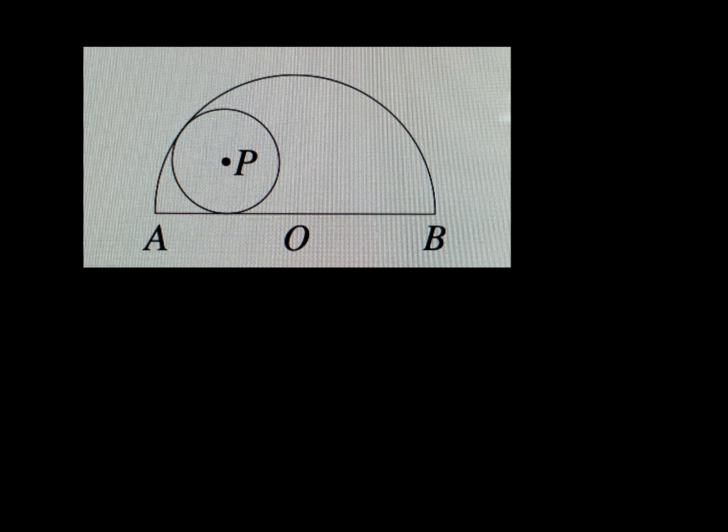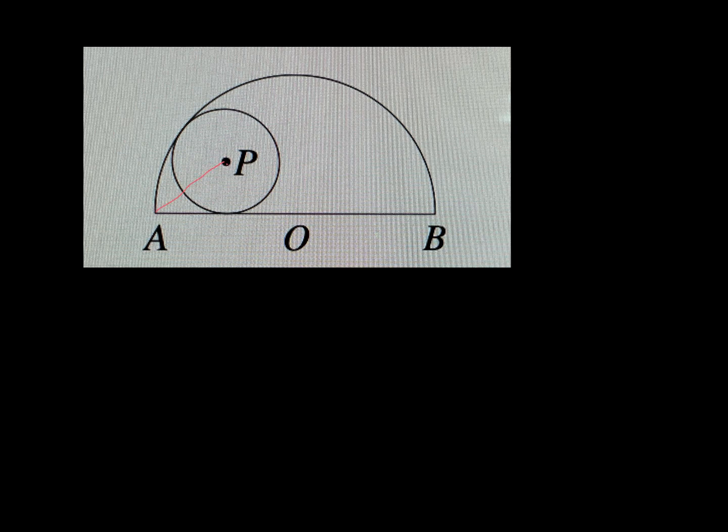Today we're going to be looking at this question from the IMC. It's a very interesting problem that we're going to try and work out. So we are given this semicircle and circle inscribed in it with point P as the center as shown. Okay, our goal is, we're given PA is equal to PO.